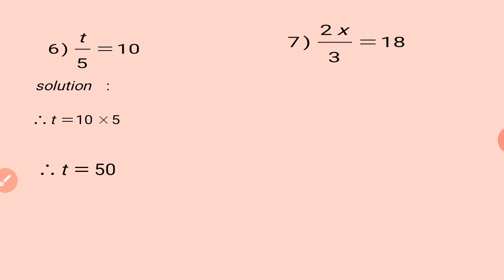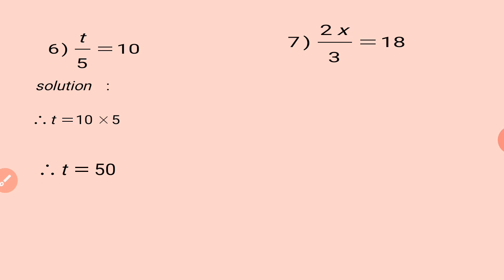The next question, t upon 5 equal to 10. Children, here t is the variable and 5 is having a division sign with that t variable. So it is divided here. 5 is divided, on the other side it will be multiplied. So t equal to 10 multiplied by 5 and it is 50.